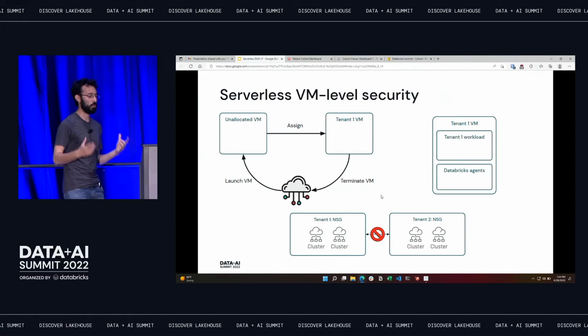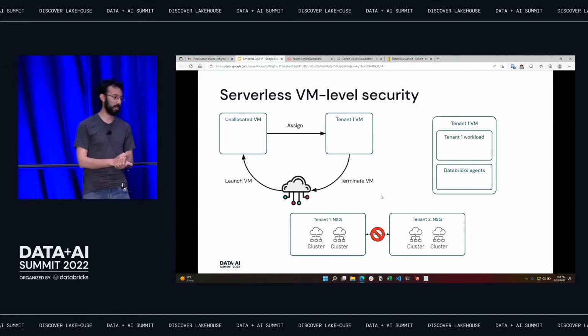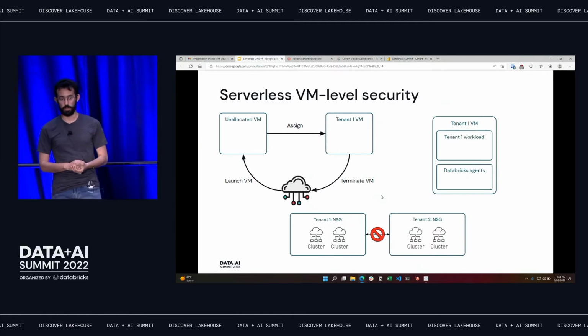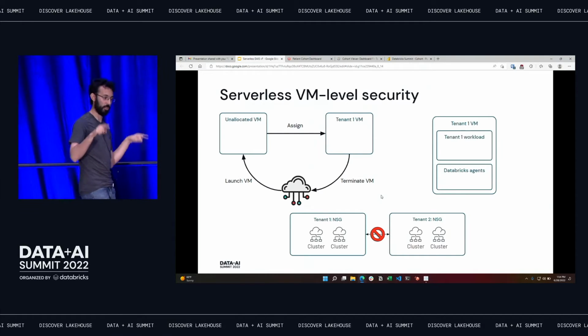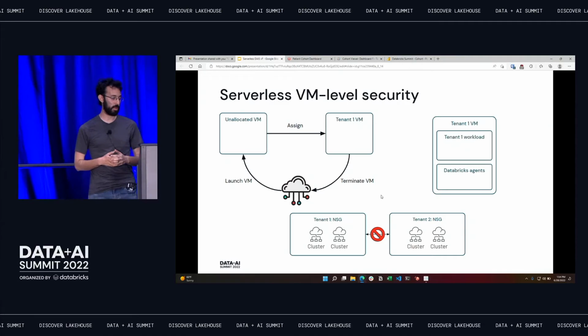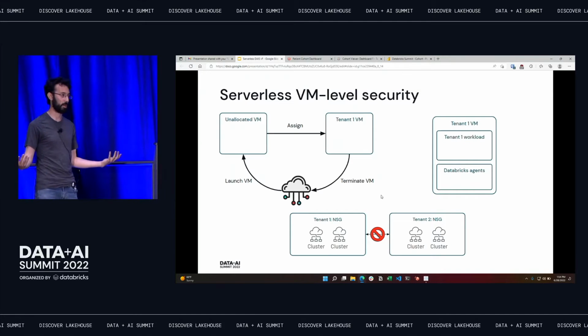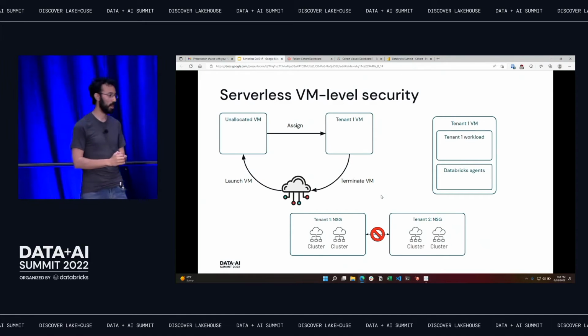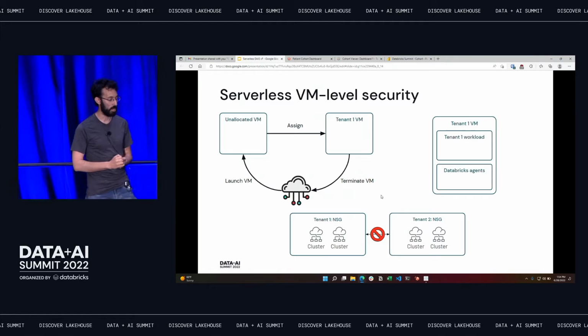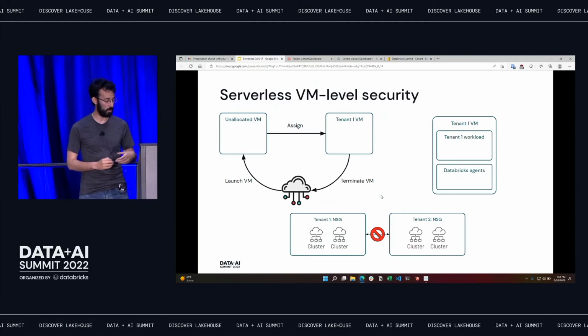Once you're on the VM, there's one more thing you might want to worry about. If there's an attacker in tenant 1, can they reach out to tenant 2 VMs? And the answer is no. We draw a network security boundary, a cloud network boundary, between different tenants. Clusters or VMs within the same tenant can talk to each other. You need that, because Spark needs to be able to do distributed computation. But a VM from tenant 1 cannot reach out and talk to a VM from tenant 2.